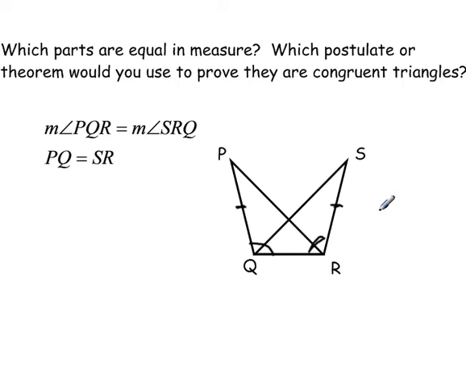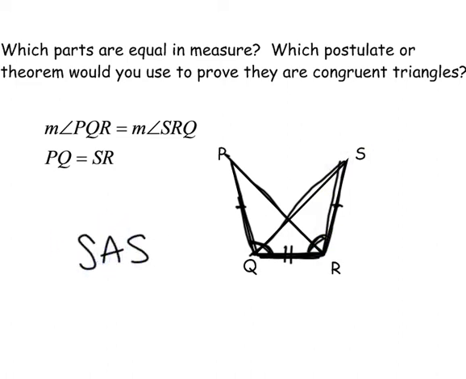So we want to look and see if there's anything we don't see. We're looking at this big triangle here and this big triangle here. Well, they share the side QR. So there's a side and an angle and a side equal to this side and this angle and this side. So they are congruent by side, angle, side.